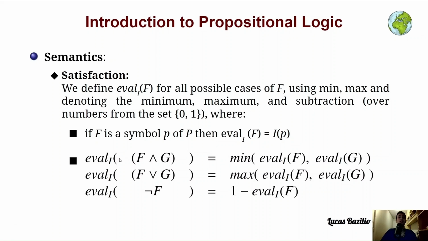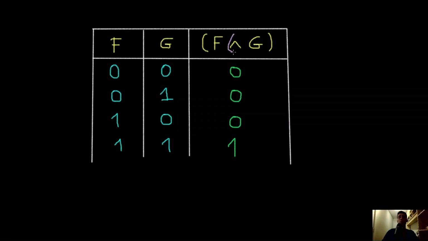When we evaluate a conjunction of two formulas, this is equal by definition to the minimum of evaluating each formula in the interpretation I separately. That is, we evaluate one formula and then the other, and then we compute the minimum. And the reason we compute the minimum is by definition of the conjunction operation and the truth table of the logical AND. As we mentioned, when we have the AND of two formulas, then the resulting formula is true only if both formulas are true.